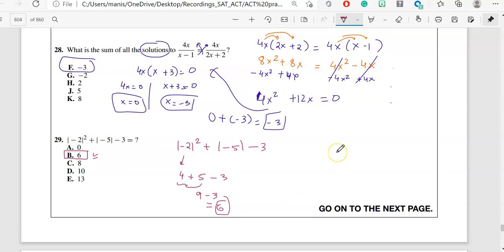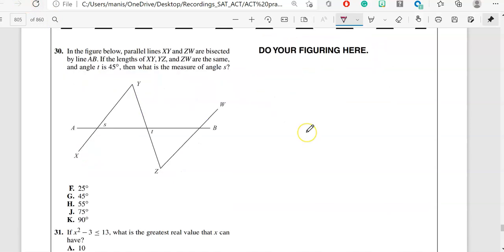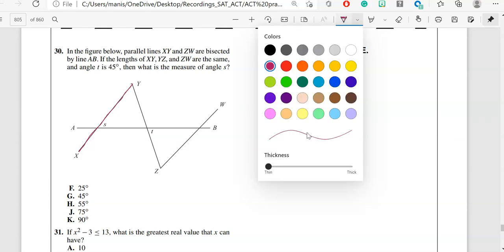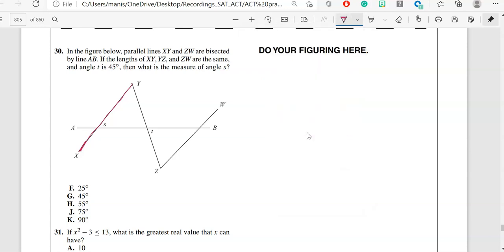Again, utilize the strategy. First of all, pause the video before each question, solve, and then check your answer with my answer. In the figure below, parallel lines XY, this is my XY over here, and let me change the font size a little so I have a bigger line over here. This is my XY.